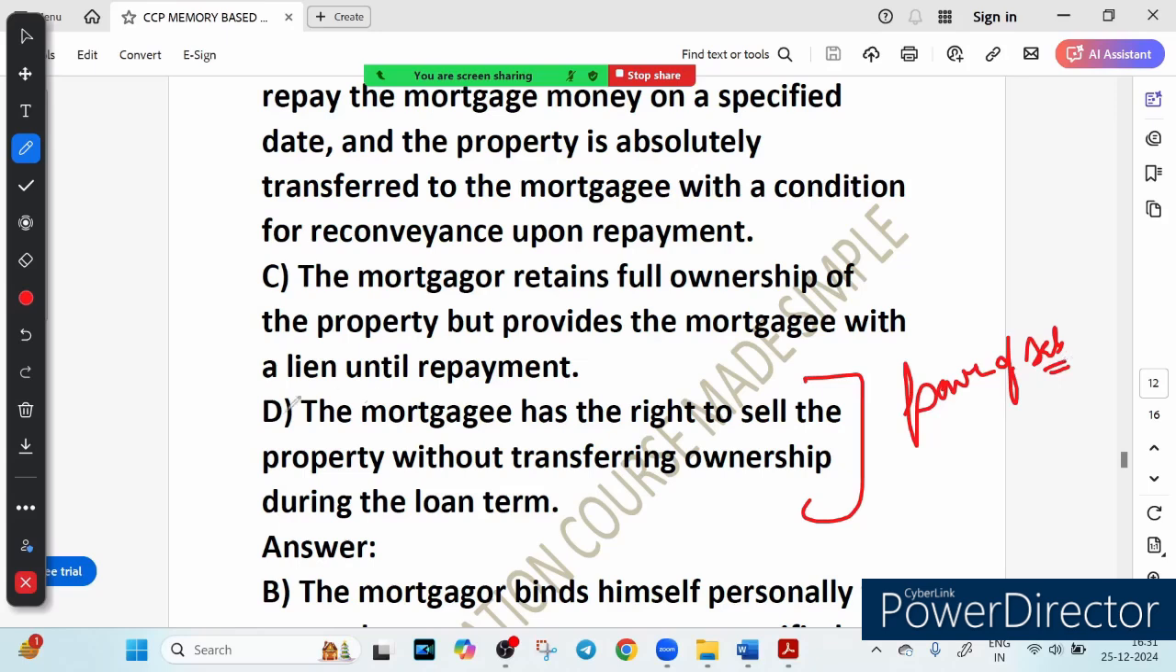So let us quickly revise what we have learned in this particular question, that in an English mortgage, the mortgagor transfers the property to the mortgagee and binds themselves personally to repay the loan, right. And upon repayment, the mortgagor can have the property reconveyed to them. The mortgagee has absolute ownership of the property until the debt is cleared, right.